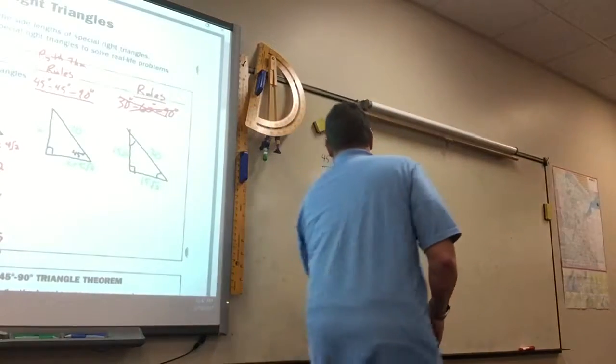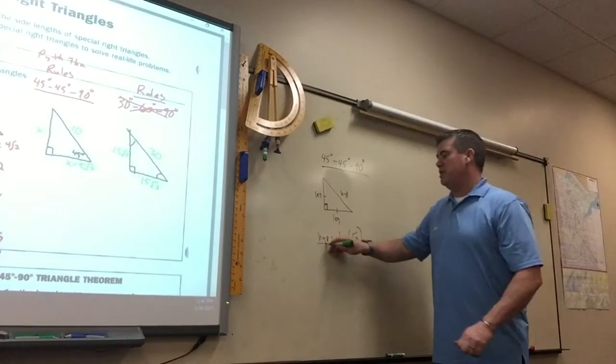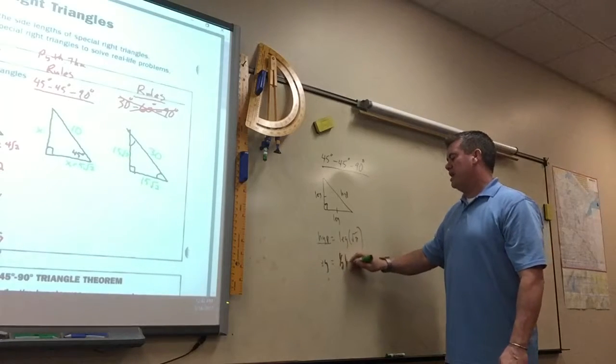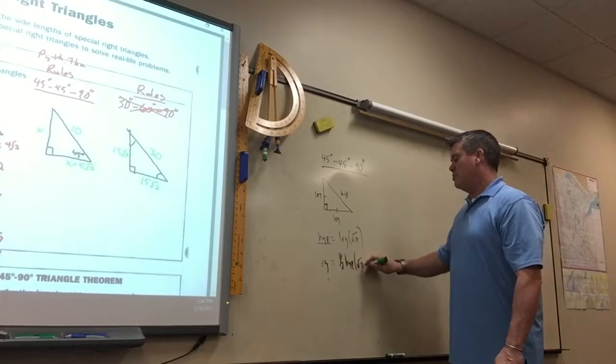Math. Okay, so the second rule then is, again, this first rule is what you use if you're looking for the hypotenuse. If you're looking for the leg, it's half of the hypotenuse times the square root of 2.